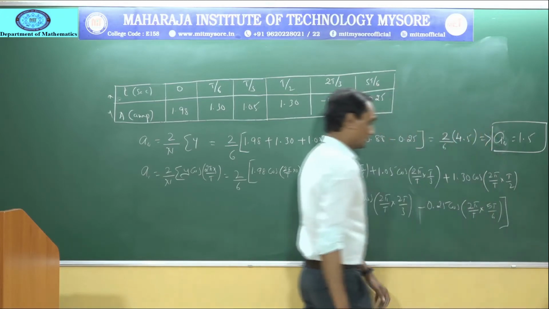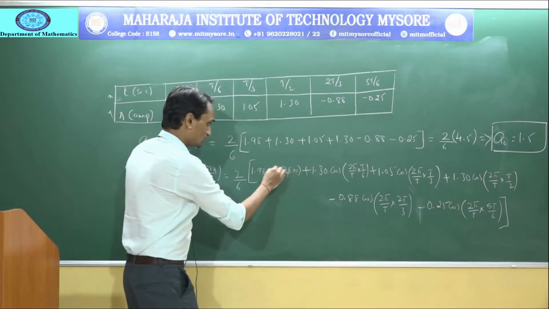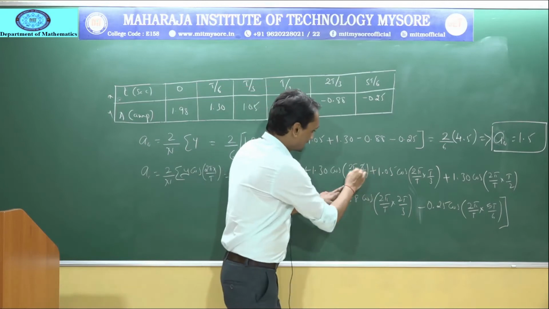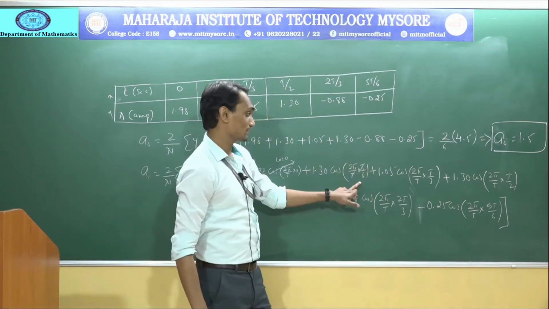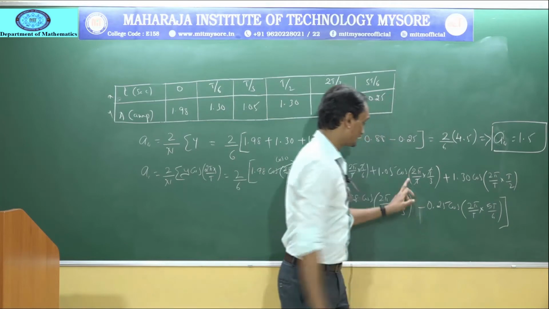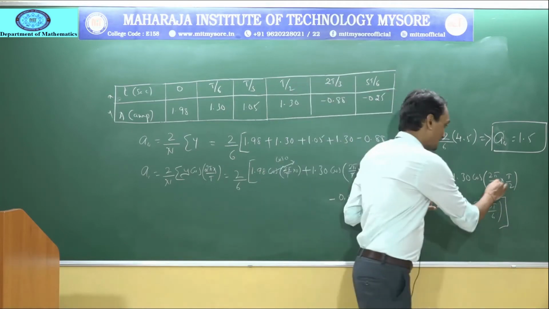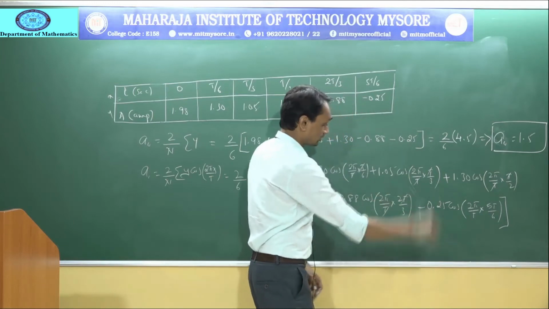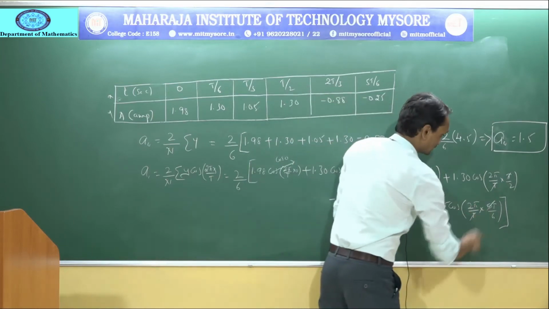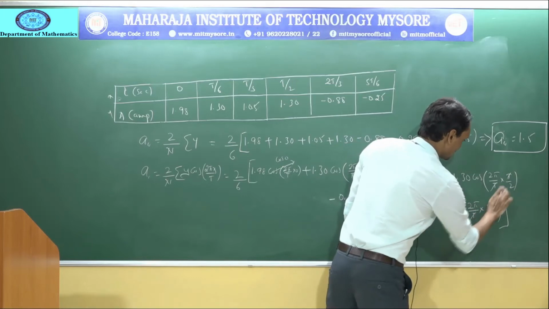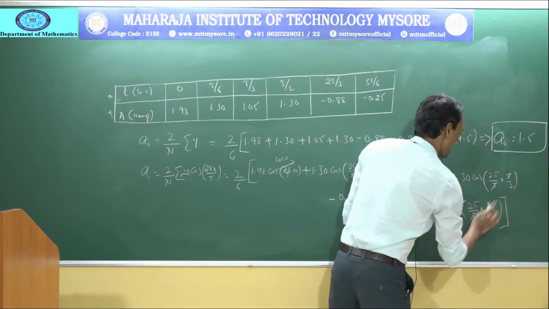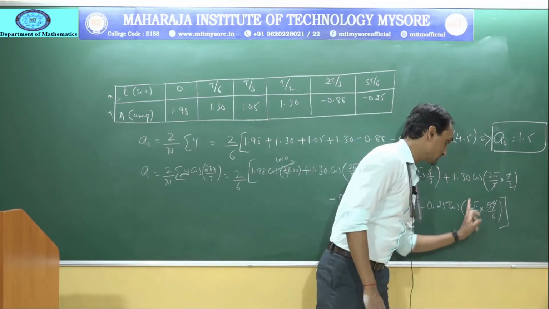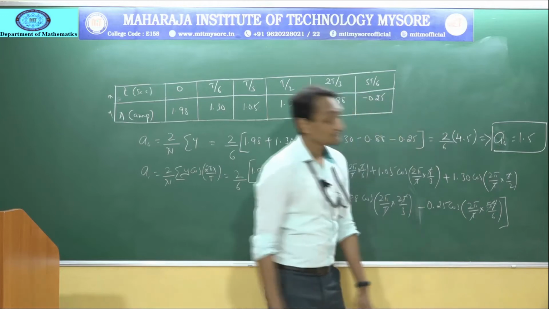Okay, close the bracket. Now just cancel some of the terms, that becomes cos 0. If I cancel t and t, this becomes cos 2 pi by 6. Again t and t cancel, cos 2 pi by 3. Again t and t cancel, cos 2 pi by 2. t cancels, cos 2 pi by 3. Next t and t cancel, so it becomes cos of 2 pi into 5 divided by 6, that becomes cos of 10 pi by 6.